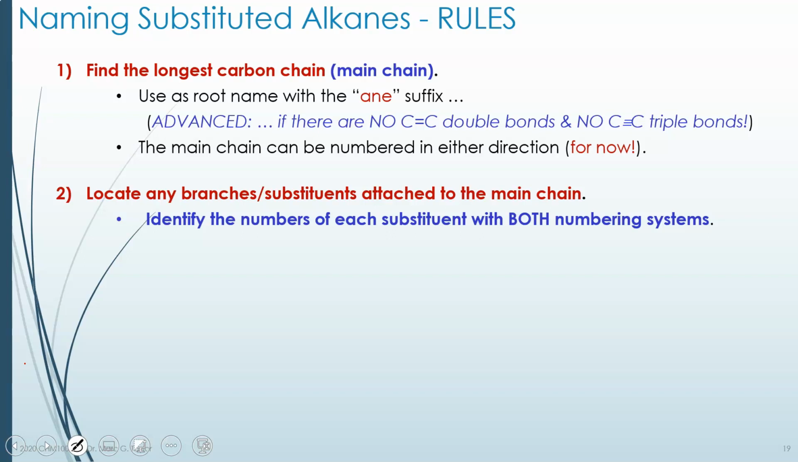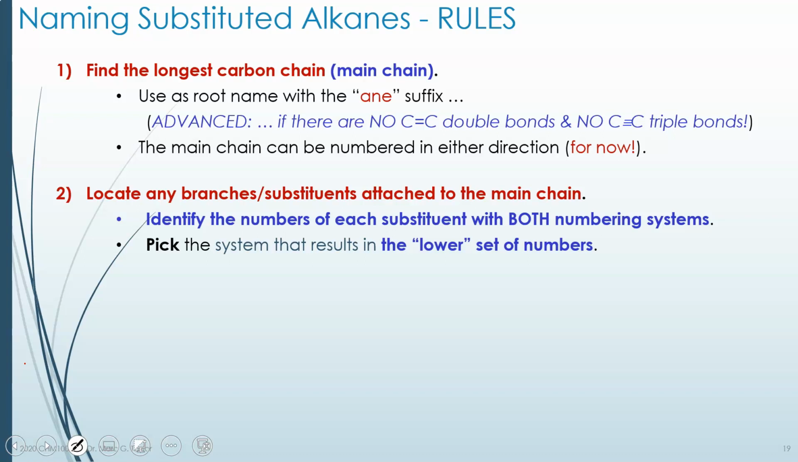So if you had substituents on carbons 1 and 2, and another one on 2, and another one on 3, you would say 1, 2, 2, 3. But if you numbered it backwards, maybe it had 5 carbons, you wouldn't see the first substituent until carbon 3, and you'd have a substituent on carbon 3, and 2 on 4, and 1 on 5. So you'd have 2 different sets of numbers. And this may not make any sense until we look at an example, so don't get confused just yet. I'll show you, and it'll be much more obvious when we see pictures.